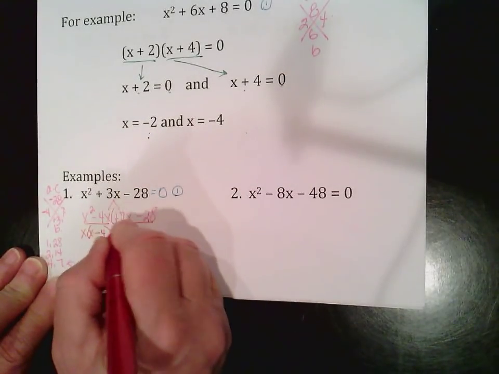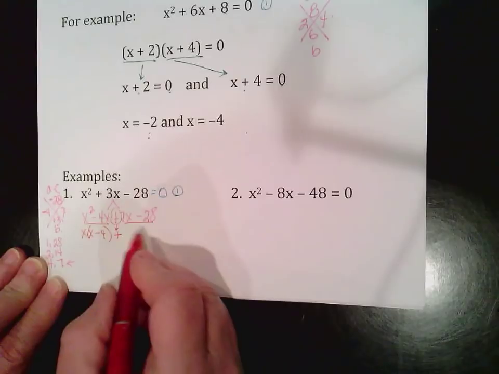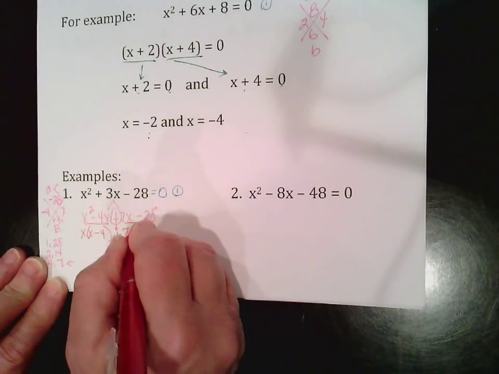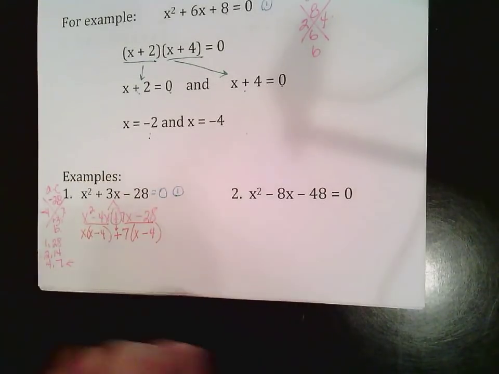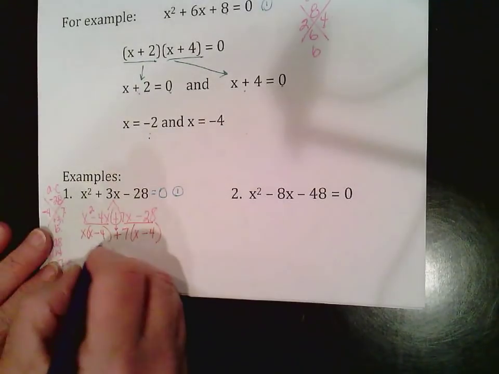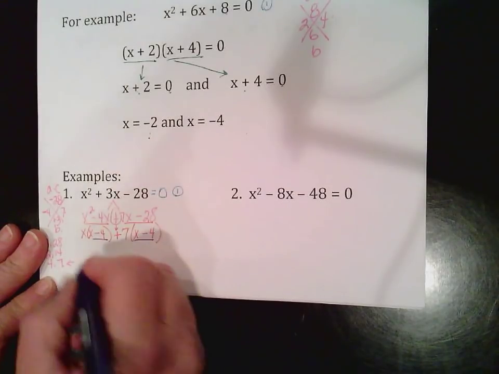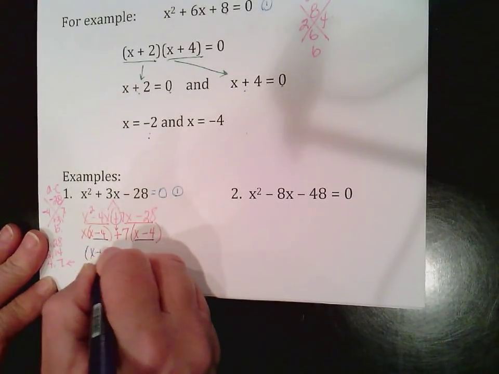Here this is a plus, which means I'm factoring out a positive number. And I can take a 7 out of 7x and 28. And I'm left with x minus 4 inside the parentheses. I'm going to take this and factor it out. That's going to be one of my parentheses.